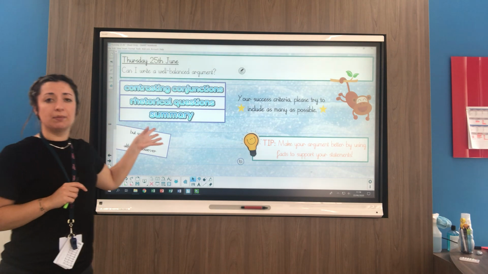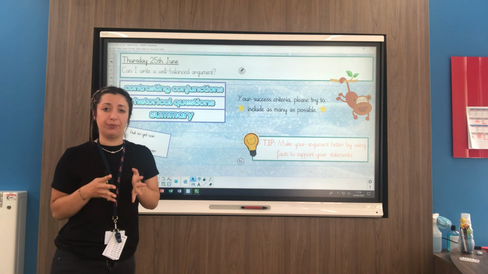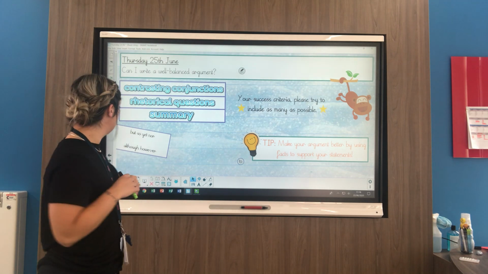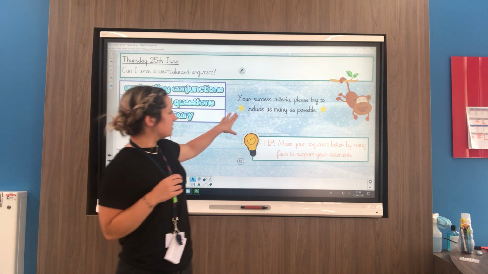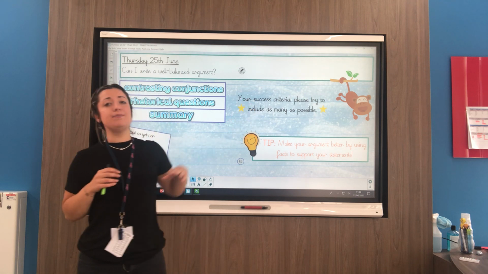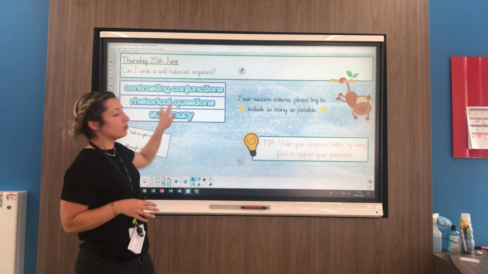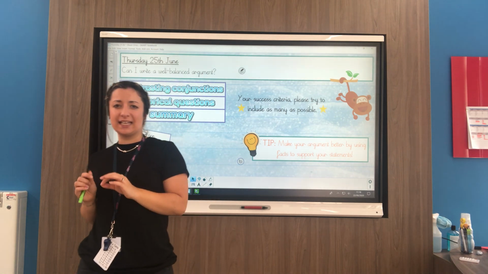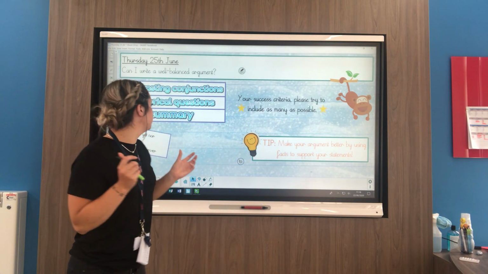And then finally, your summary, which is your conclusion, what you think. So you've had a look at both sides of the story, but I've decided this. Your success criteria, please include as many as possible. So not just one contrasting conjunction or one side of the story just fitted in a little bit. I want to see a well-balanced argument.